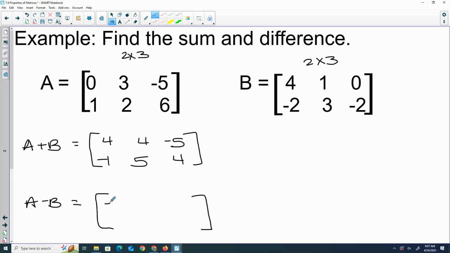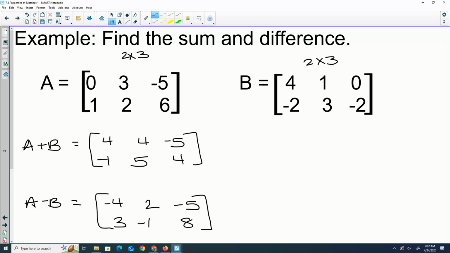0 minus 4, -4. 3 minus 1 is 2. -5 minus 0, -5. 1 minus -2, so 1 plus 2 is 3. 2 minus 3, -1. 6 minus -2, so 6 plus 2 is 8. Did you guys get them?